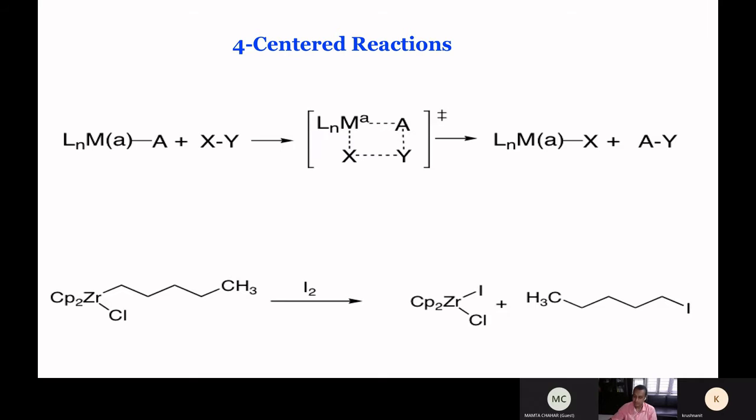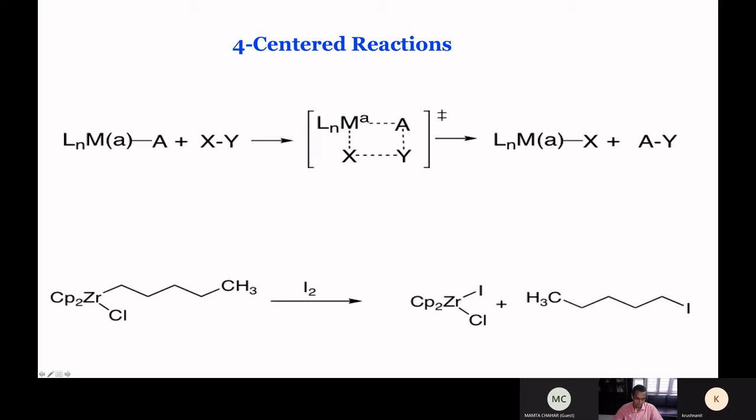Oxidative addition and reductive elimination are relatively easier reactions. The energy barrier for these reactions is relatively less, whereas four-center reactions happen under forceful conditions. Okay, what is an example? It is in here, as you can see. It's a zirconium complex, dicyclopentadienyl zirconium alkyl halide complex. So this is the alkyl group. It could be any other alkyl group. It could be a halide, like as you see in here, and Cp2.